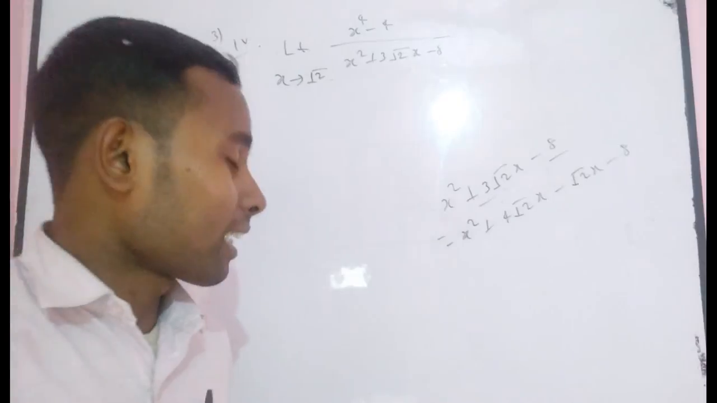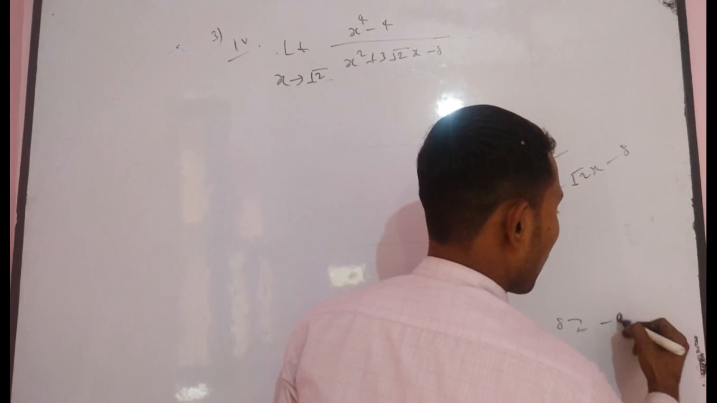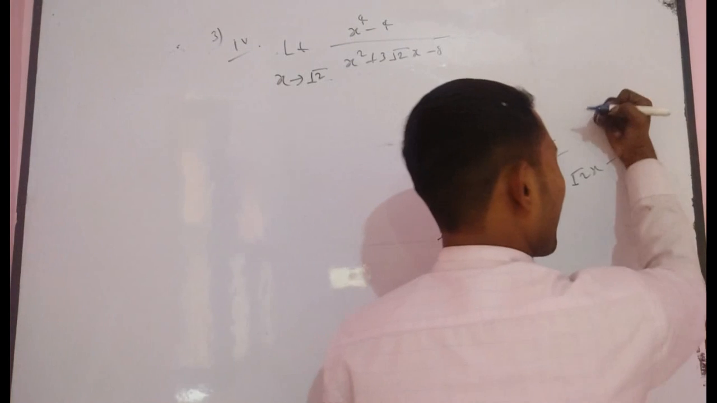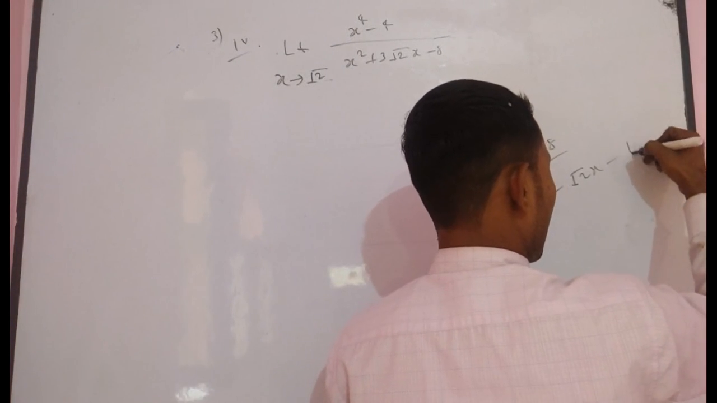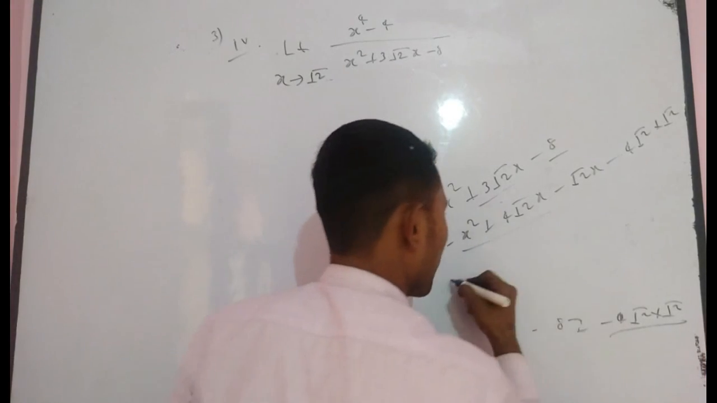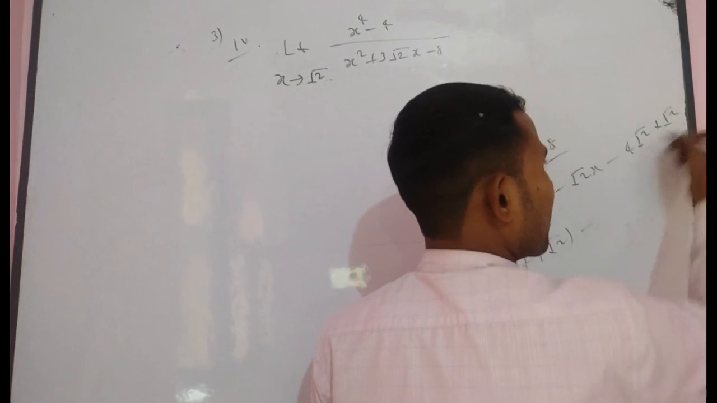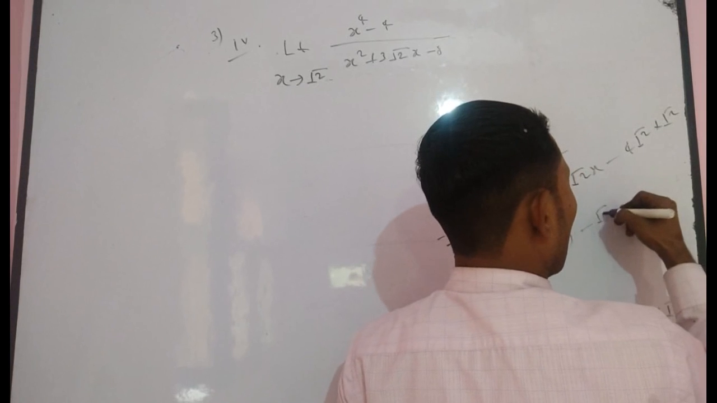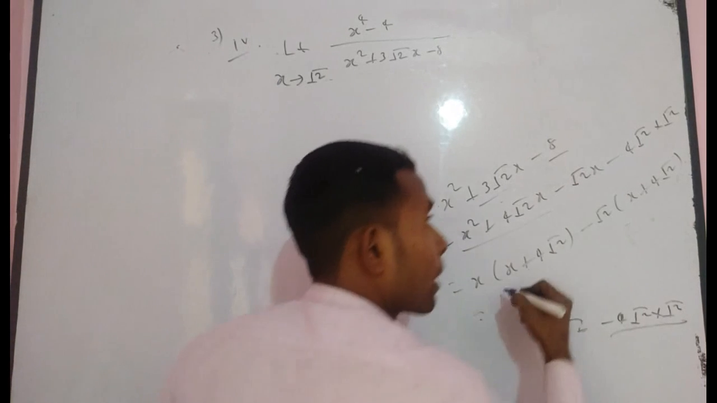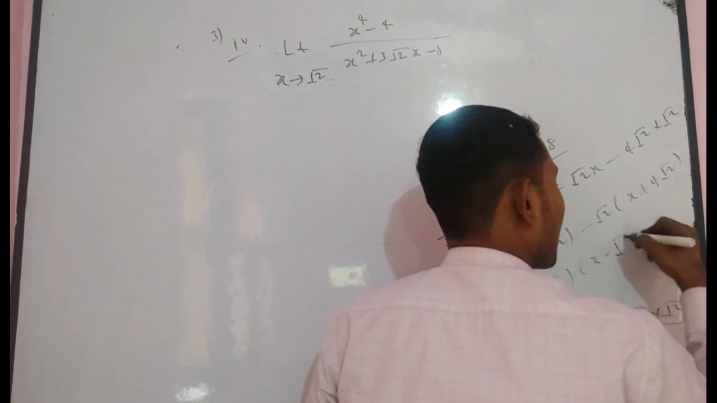I want to write another thing also. As you know, minus 8 is equal to what? I have already written it: minus 4 root 2 into root 2. So you can replace it this way. Do you understand it? Now you have to take common in both terms. What do you get? x into (x plus 4 root 2), and if you take common minus root 2, what do you get? x plus 4 root 2. Do you understand? If you take common again on both terms, what can you take common? x plus 4 root 2. What do you get? x minus root 2.